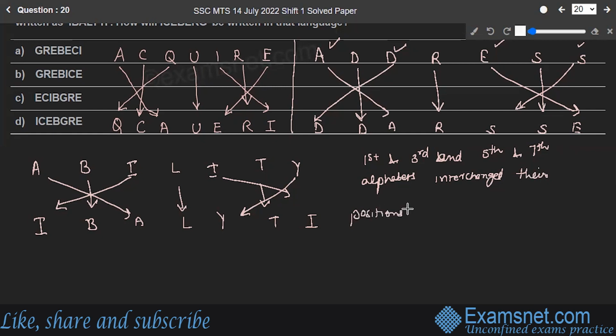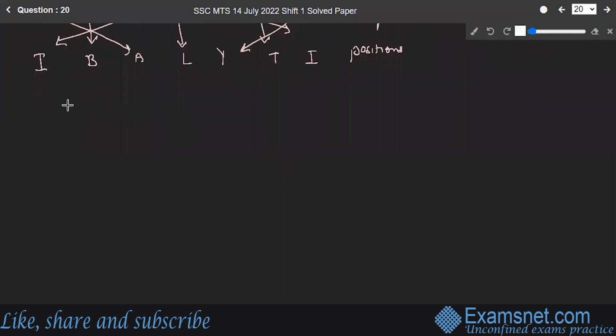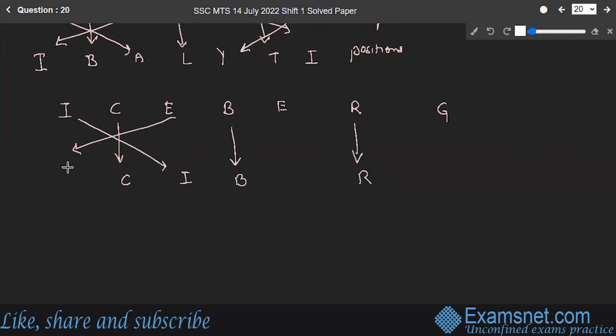Okay, right? So let's work on the same principle to find out the code for ICEBERG. So here is I C E B E R G. This is ICEBERG, and C will retain its position. C will be here. B will retain its position. B will be here. R will retain. R will be here. You will have I over here, E over here. Similarly, this E will be here and G will be here.